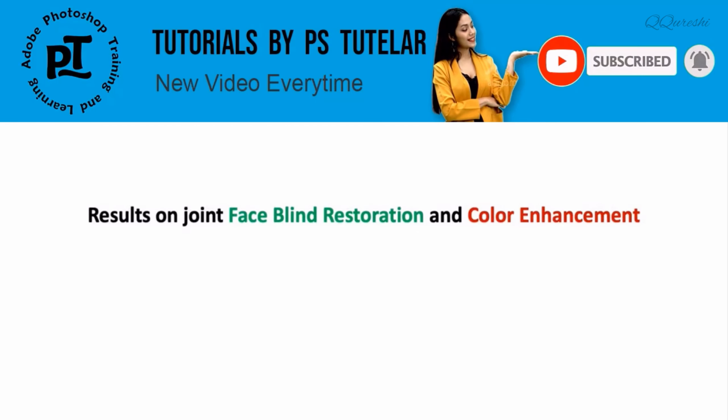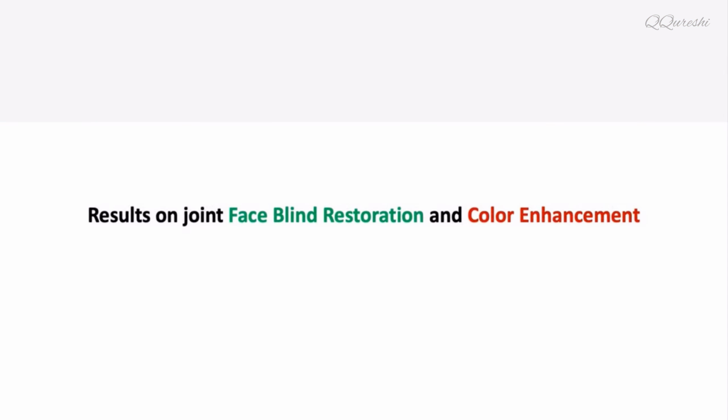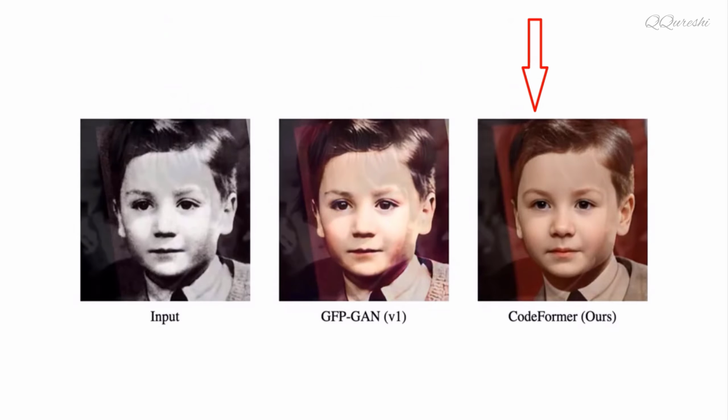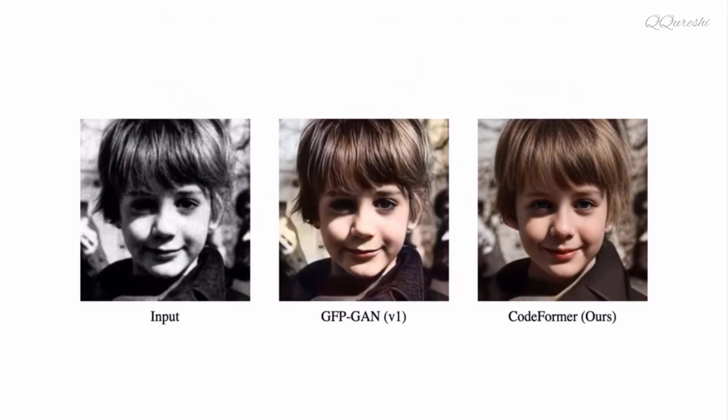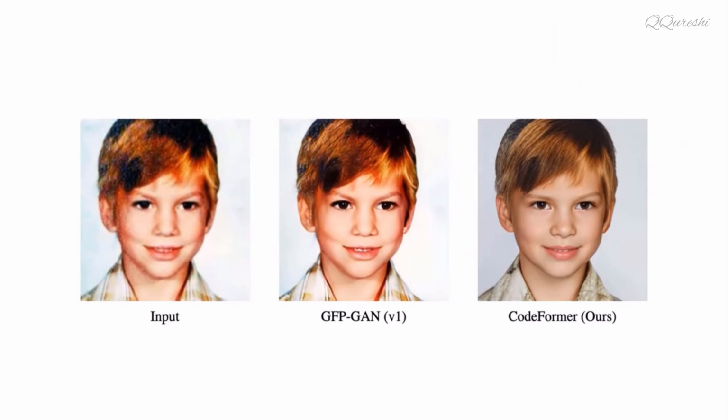Results on joint face blind restoration and color enhancement. Here's how it colorized a black and white photo. You can compare GFPGAN and CodeFormer. CodeFormer is generally better at handling severe degradation, while GFPGAN is often faster and better at maintaining the original identity.